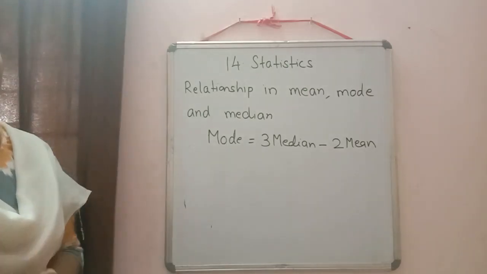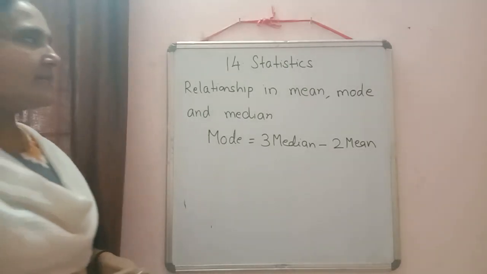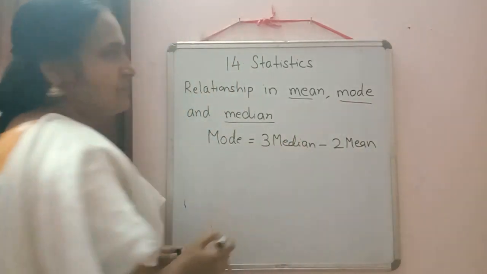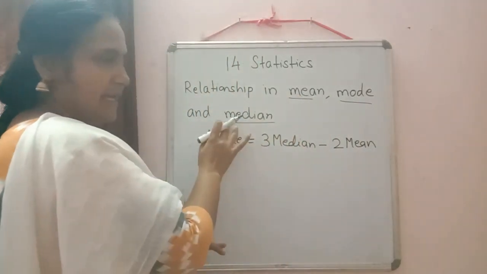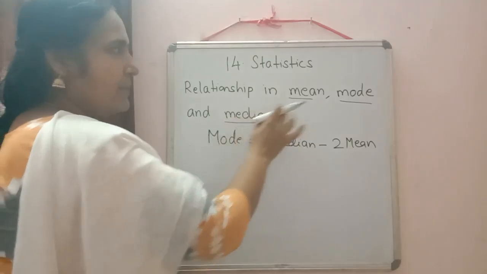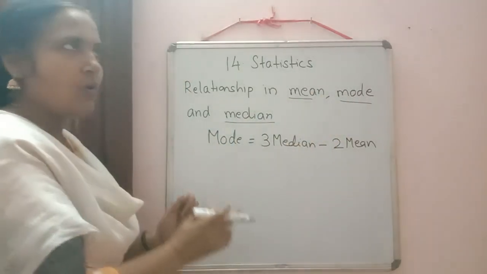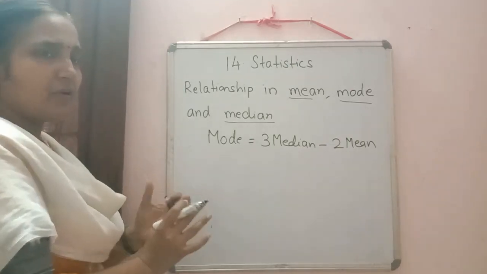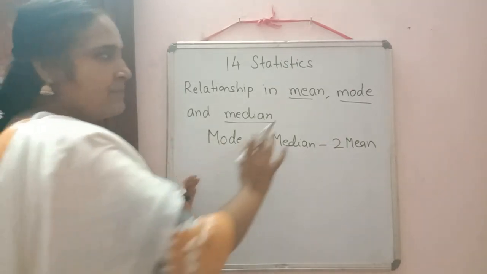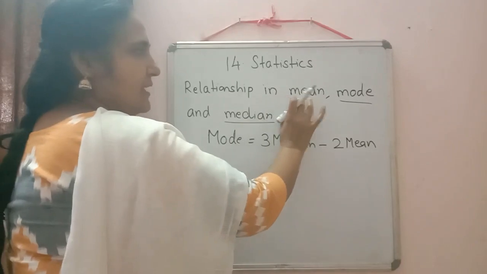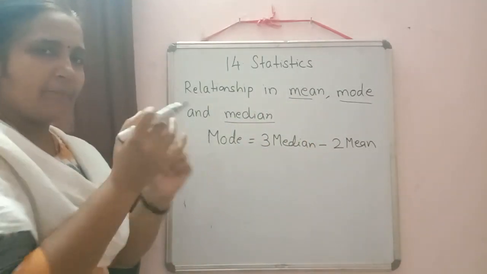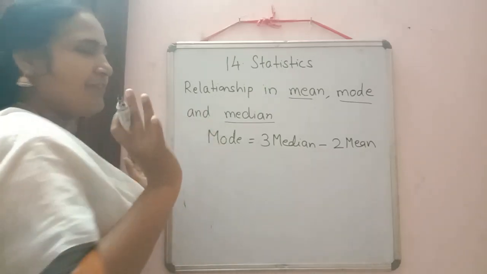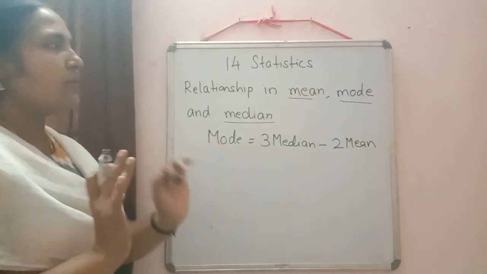So how to remember this formula? For that, just check the spellings here. Mean, mode and median. In mean and median, ME is there, but in mode we have MO. So MO will be alone. In the left hand side we write mode alone, because in the rest of the two spellings we have ME. So the ME spellings came together and left mode alone. So in the left hand side we have mode is equal to.